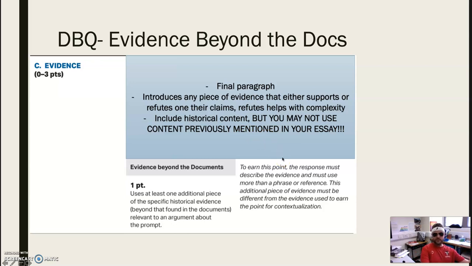Make sure you are really clear. Again, you could prompt the sentence and say, evidence beyond these documents shows this, or an argument for evidence beyond these documents, right? Being very specific and clear will help your reader or grader.